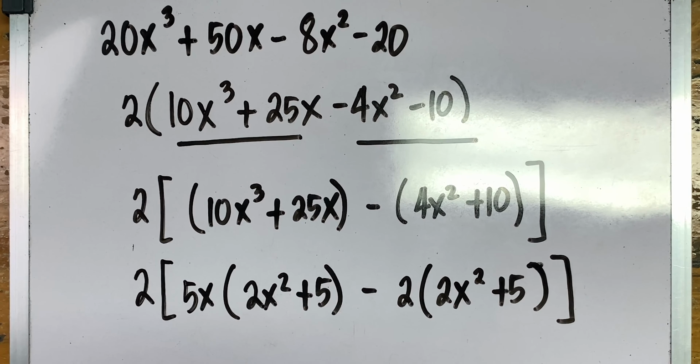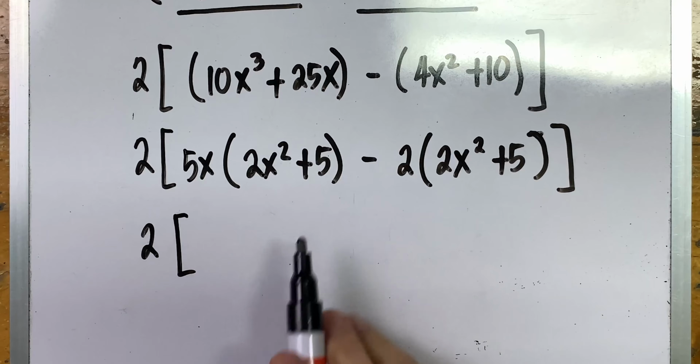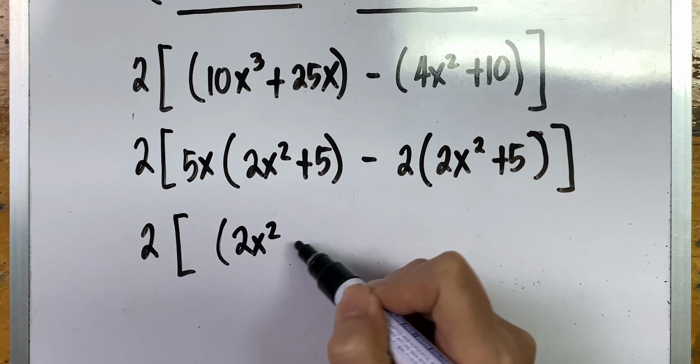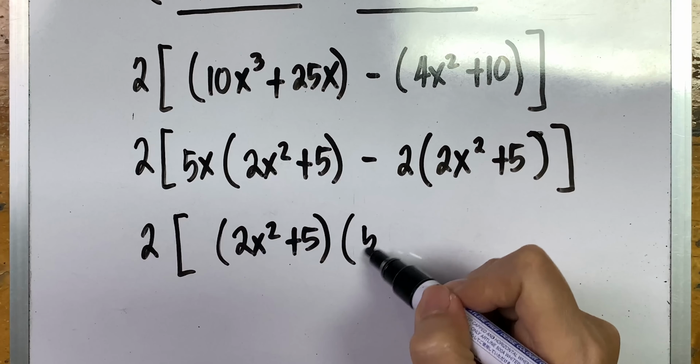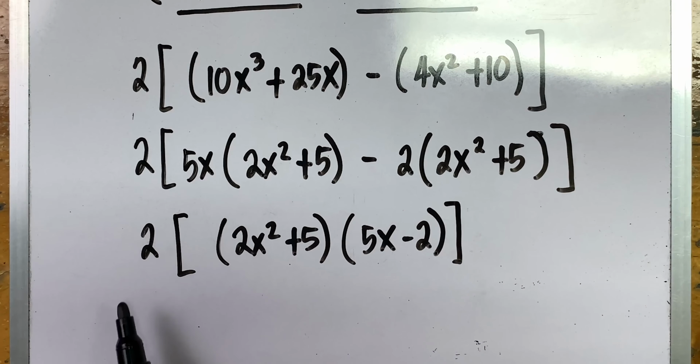At since meron tayong common binomial factor, 2x squared plus 5 sa bawat isa, i-factor out din natin yon. So again, we'll have to write 2. Okay, factoring out the common binomial, meron tayong 2x squared plus 5. At yung natitira, lagay natin sa parenthesis, which is 5x minus 2. So ito yung sagot natin dun sa given.